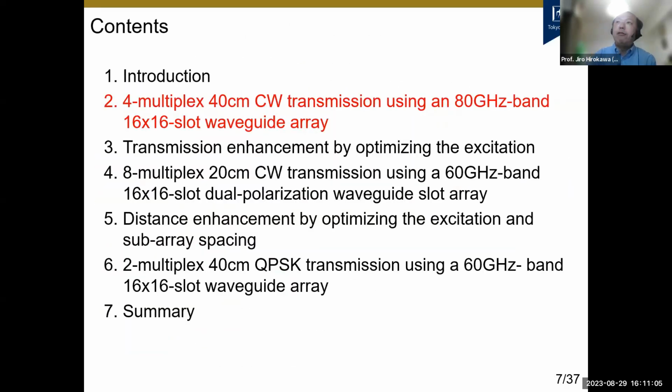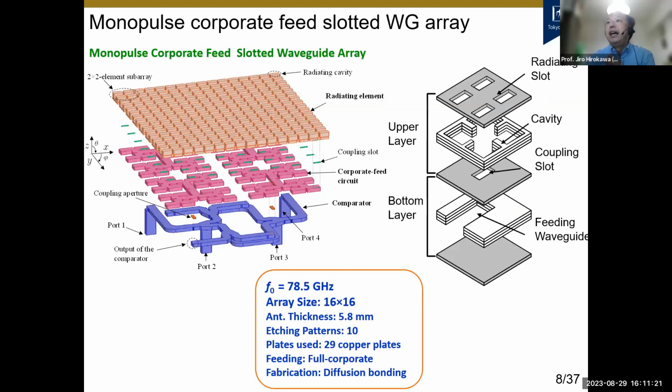Next, I talk about the 4 multiplexing 60 centimeter CW transmission using the 80 GHz band 60 by 60 element slot waveguide array. This is the structure of the corporate feed slot waveguide array with two-dimensional monopulse circuits.